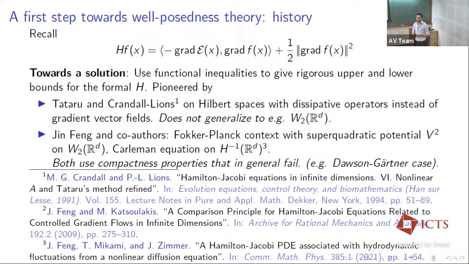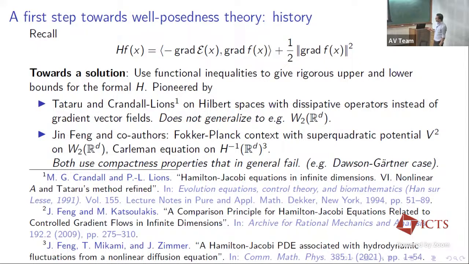So let's go to some methods that actually allow for some generalization and check what happened. So the first approach was actually by Crandall and Lyons, who used functional inequalities to actually treat this term. So they did not have a gradient term, but they had a dissipative nonlinear operator. And then they used this dissipativity to treat this object. I'm not going to go very deeply into details, but it's very much based on the fact that you have a Hilbert space and that you very well know what this operator is.